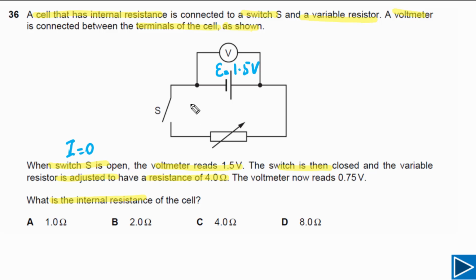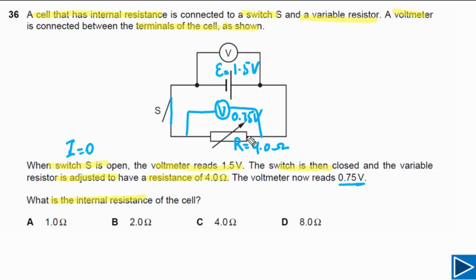It is also given that when we close the switch, the resistance of this resistor is equal to 4.0 ohms, and the voltmeter reading now is equal to 0.75 volts. Simply we can connect another voltmeter across this variable resistor, and the reading on this voltmeter also will be equal to 0.75 volts.